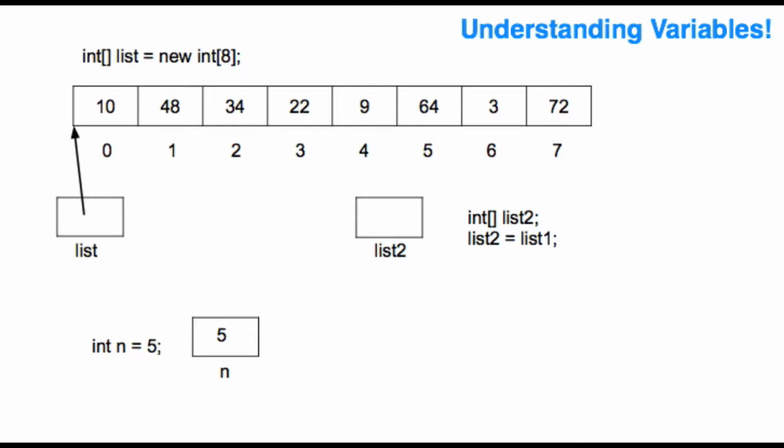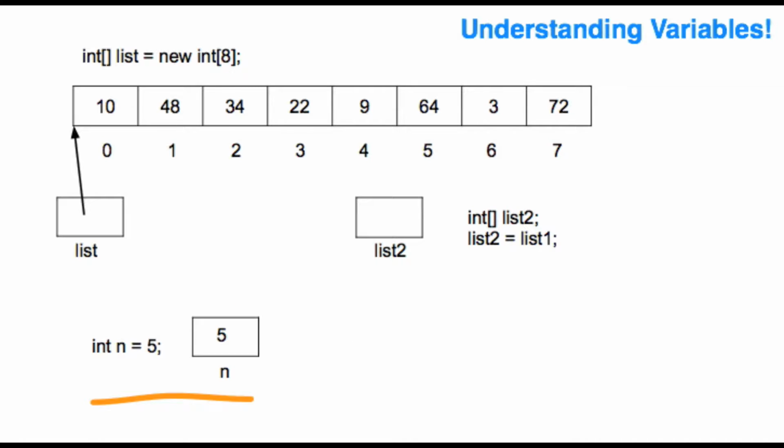Going to go over variables, specifically the difference between variables that reference objects and variables that reference primitives, or I almost should say that contain primitives. So let's first look at variables that contain primitives.